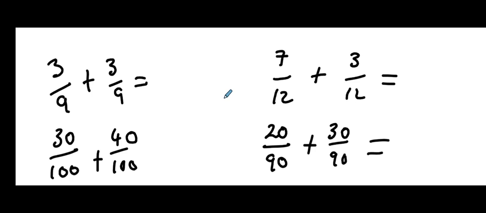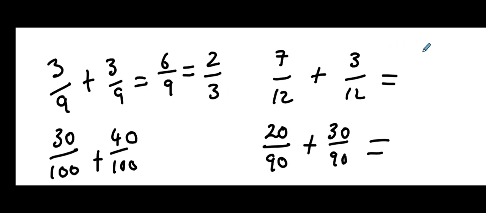I hope you've been able to complete your examples. I'm now going to give you the answers. My first one is 3 ninths plus 3 ninths, so that's going to be over 9, and my numerator is 3 and 3 is 6. Then I want to find the highest common factor for 6 and 9, which is 3. So 6 divided by 3 gives me 2, and 9 divided by 3 gives me 3.